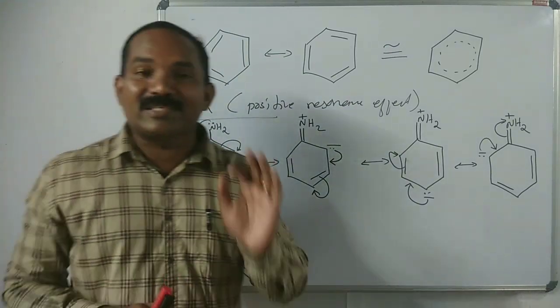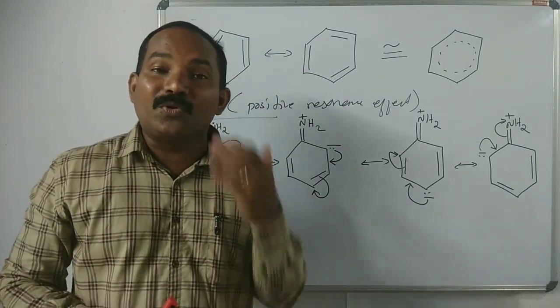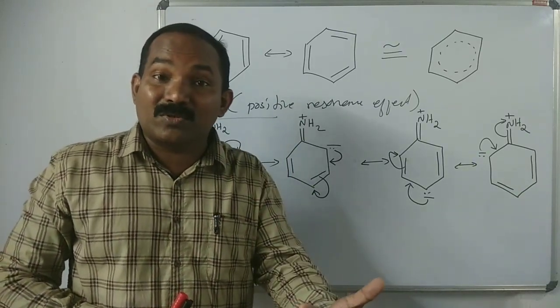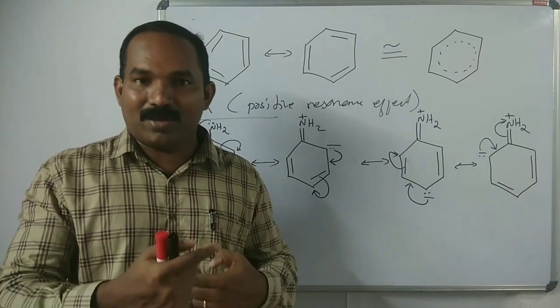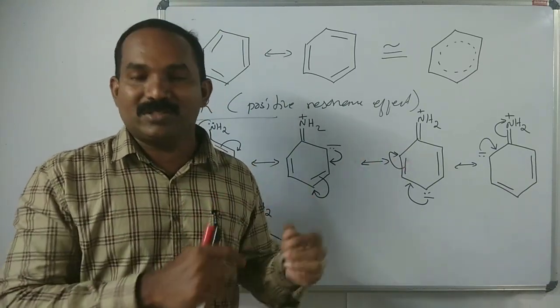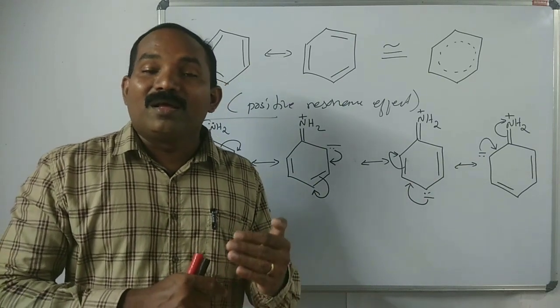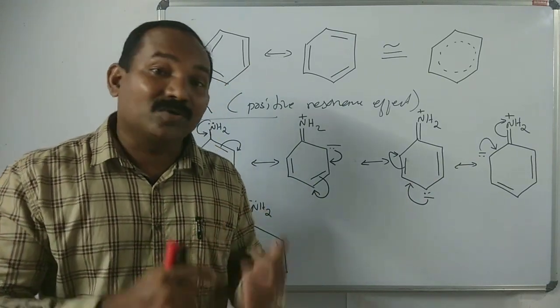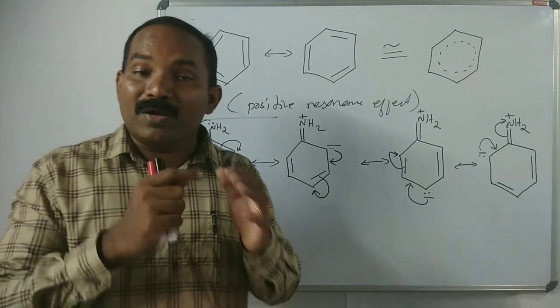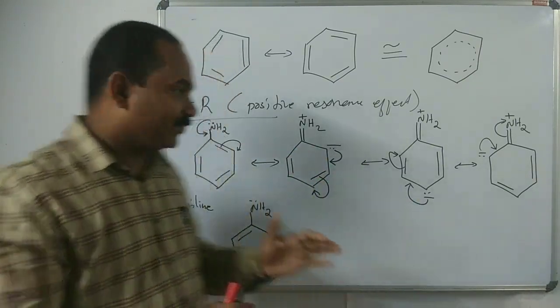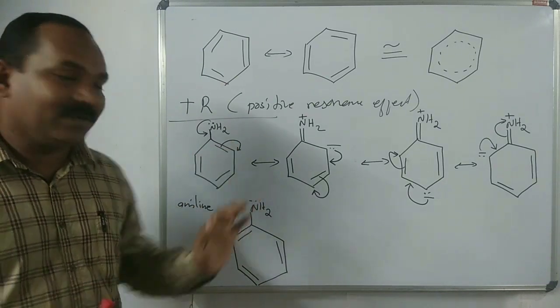In the positive resonance effect, an atom or group of atoms is attached to the conjugated system. What is a conjugated system? A resonance system, where the pi bonds are conjugated. An atom or group attached to a conjugated system or a pi system, which donates the electron, shows a positive resonance effect. Here we consider aniline.